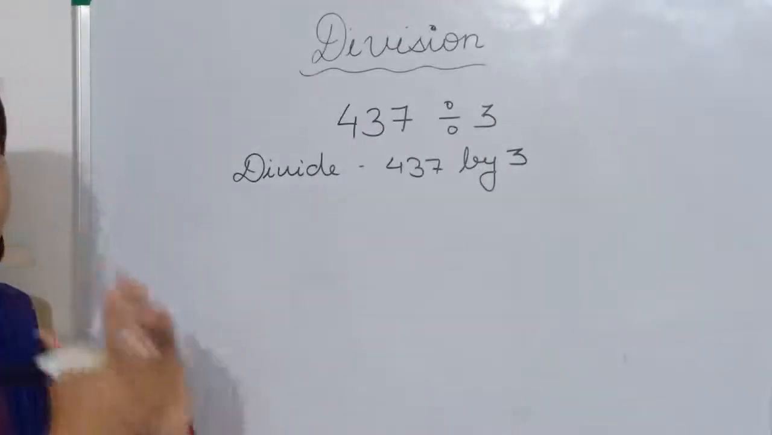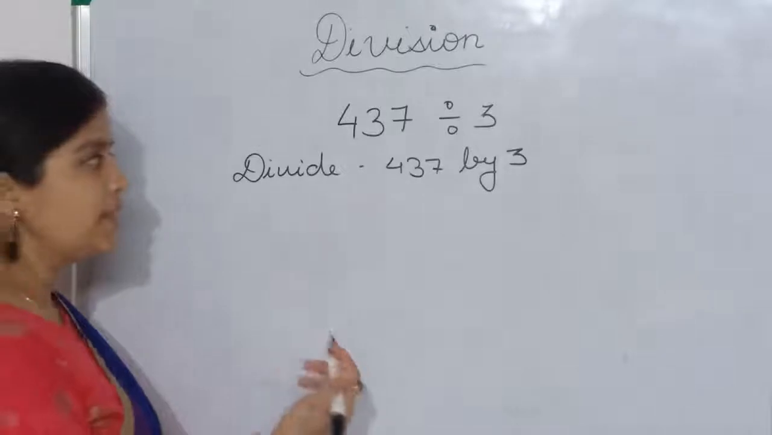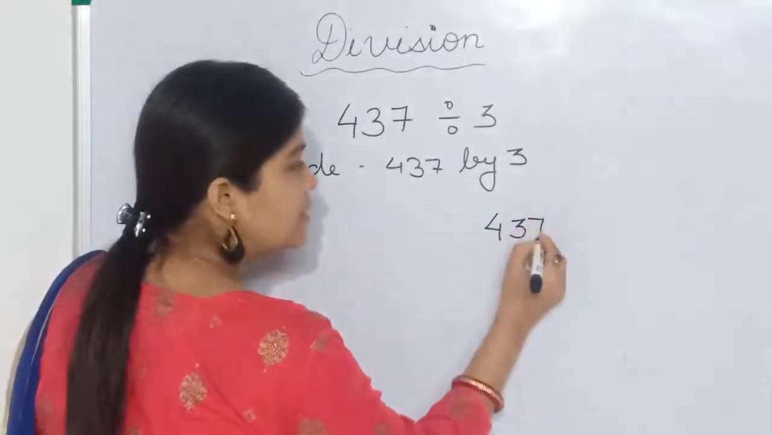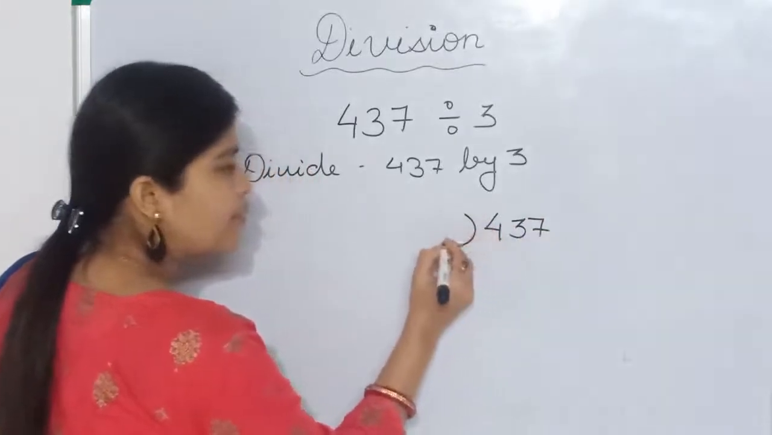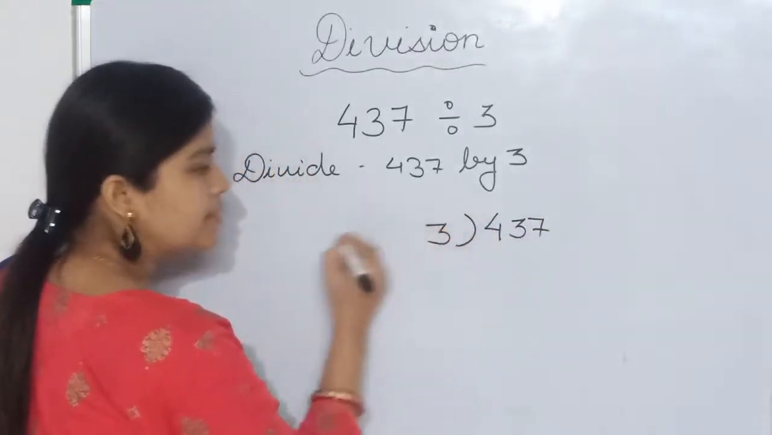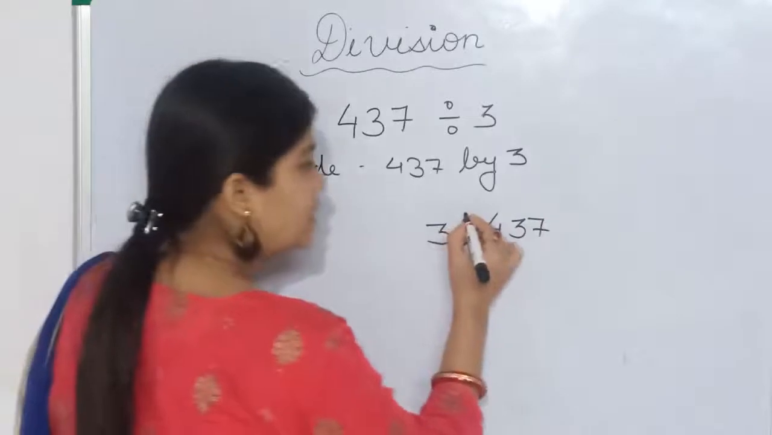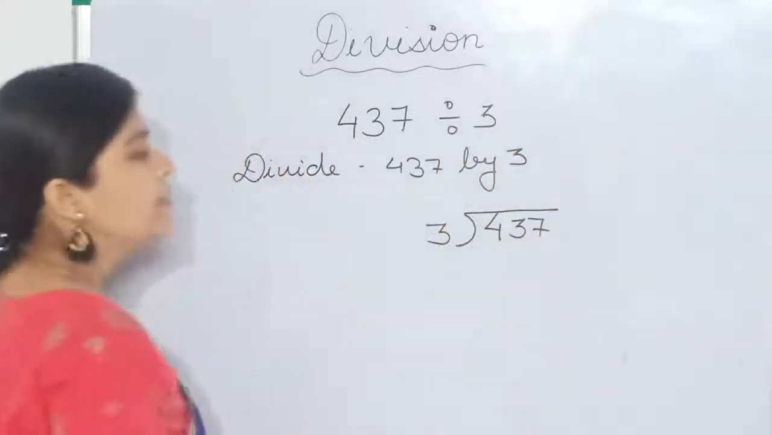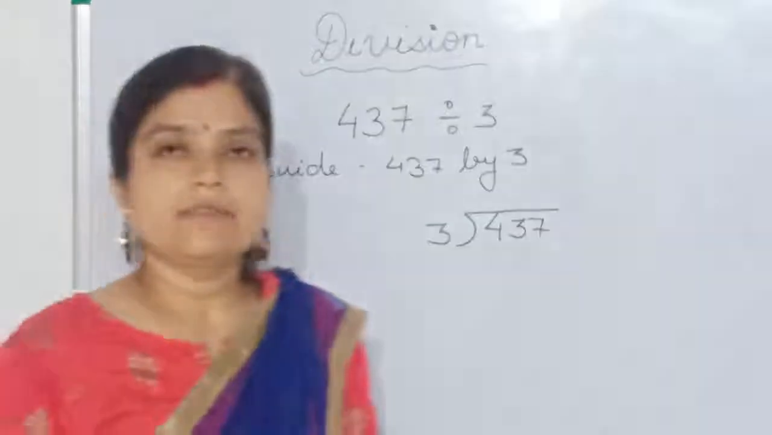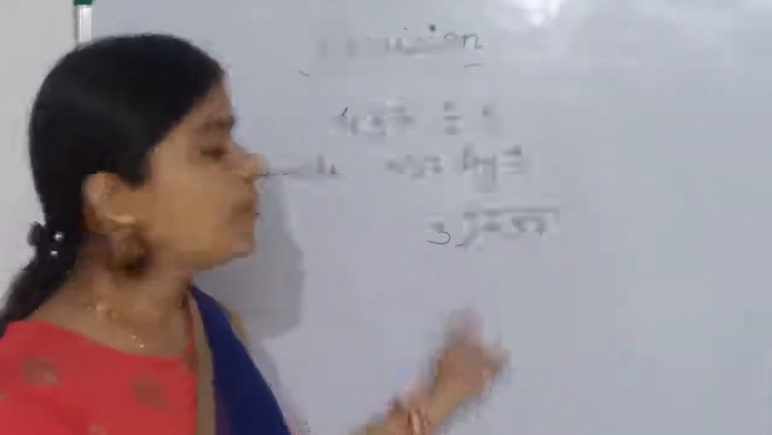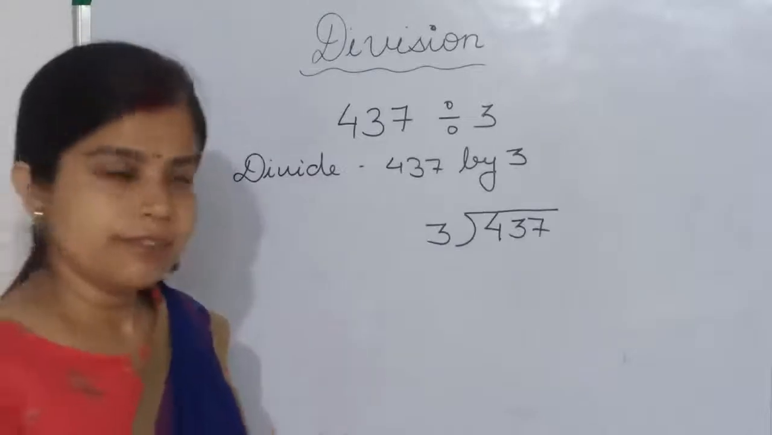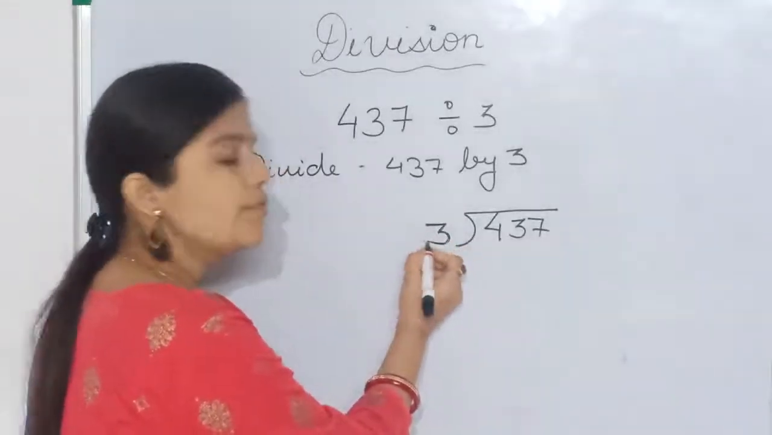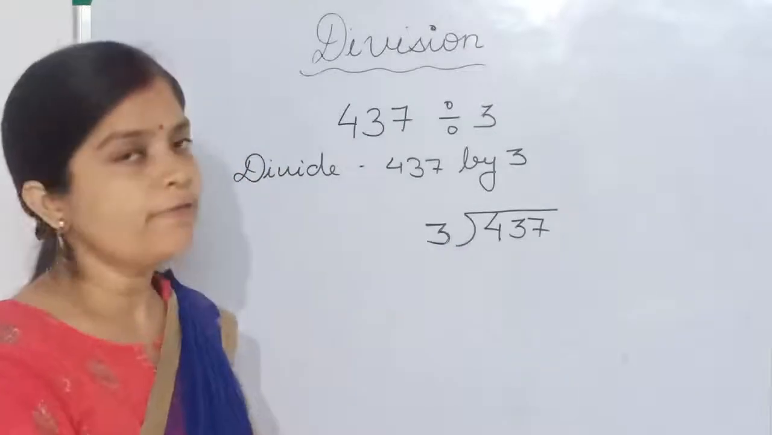First of all, we will arrange the number. How we will arrange the number, you see? We will write 437, then we will draw like this and we will write 3 here. Okay? And then we will give the space to write something here. Now for division, we have to recall the multiplication table of 3, because we have to divide by 3 now.